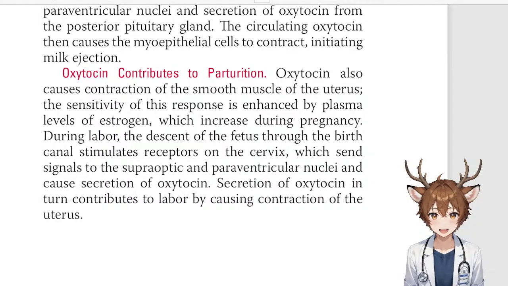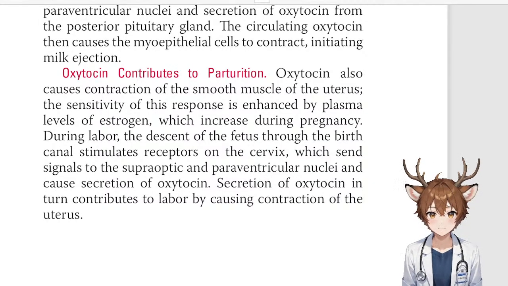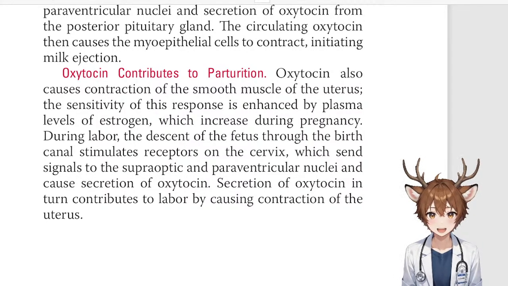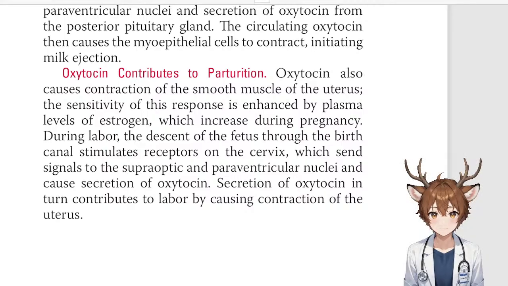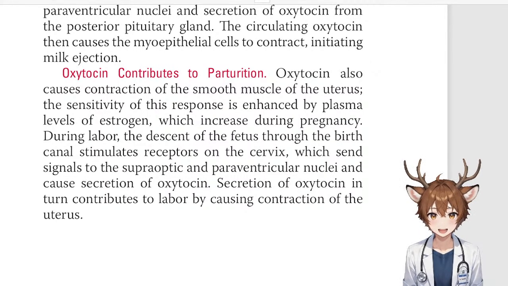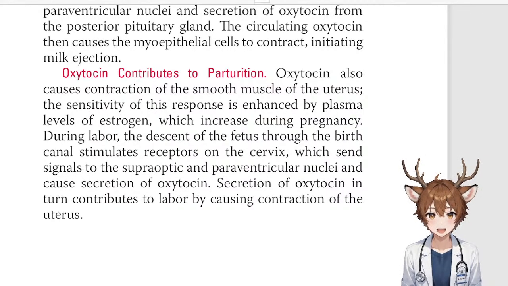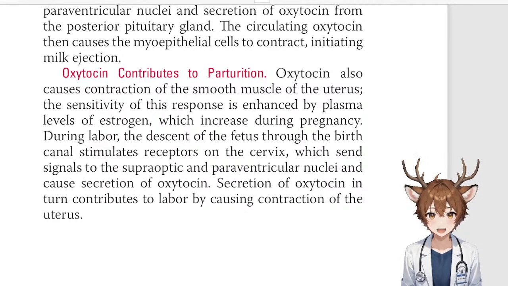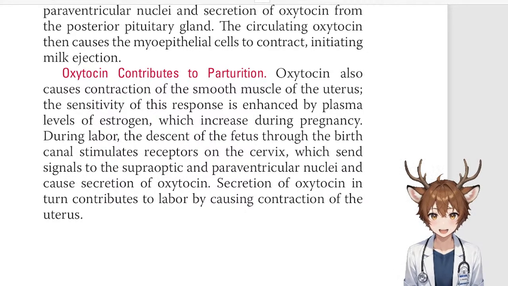Oxytocin contributes to parturition. Oxytocin also causes contraction of the smooth muscles of the uterus. The sensitivity of this response is enhanced by plasma levels of estrogen, which increases during pregnancy. During labor, the descent of the fetus through the birth canal stimulates receptors on the cervix, which send signals to the supraoptic and paraventricular nuclei and cause secretion of oxytocin. Secretion of oxytocin, in turn, contributes to labor by causing contraction of the uterus.